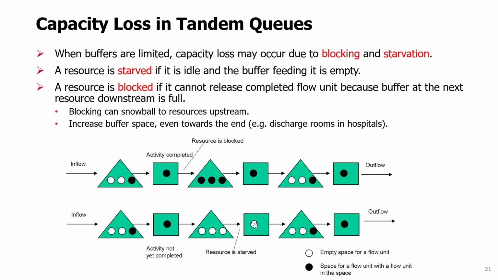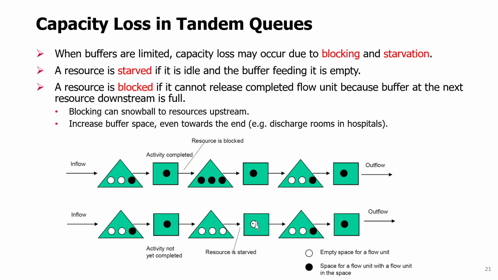The white dot represents an empty space for a flow unit. There is nothing being processed here, and there is a limited buffer here, but there is nothing in it, right? No units are present in this buffer, and the previous unit has not yet been completed, so this resource is starved. Now, this is just another word for the resource being idle, right? But it actually comes from different contexts.